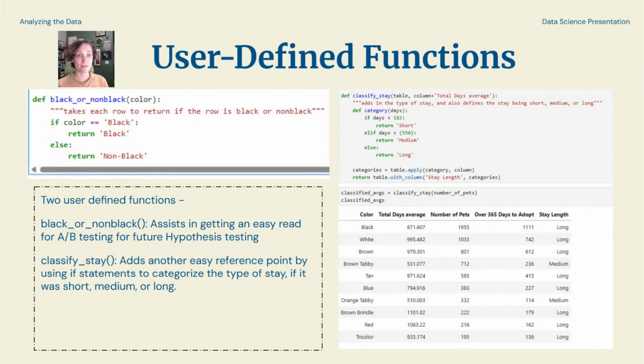For our user-defined functions that help us manipulate the data, we had 2 here. We had black or non-black, that helps with A/B testing and future hypothesis testing. And then we also had a classify stay, and that adds another easy reference point by using if statements to categorize the type of stay, if it was short, medium, or long.